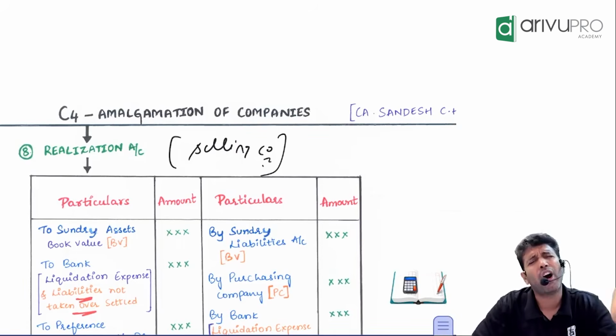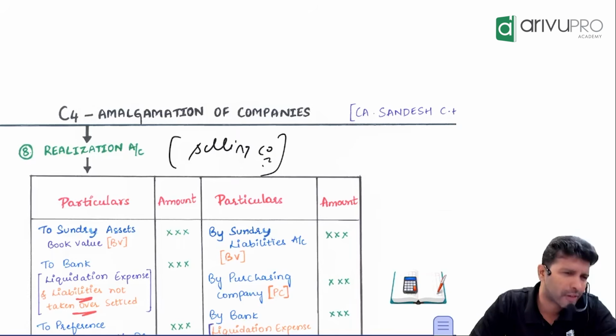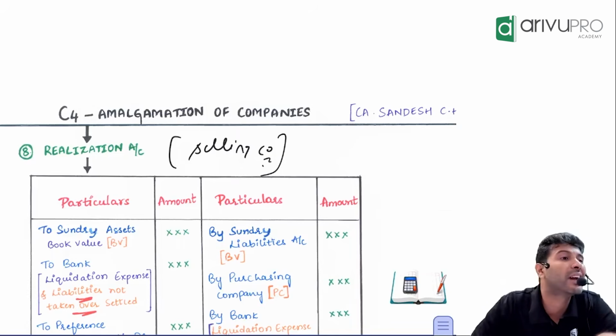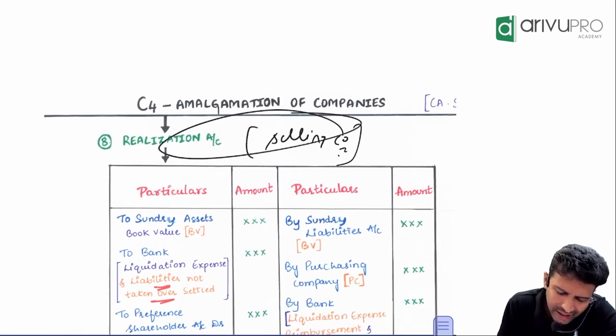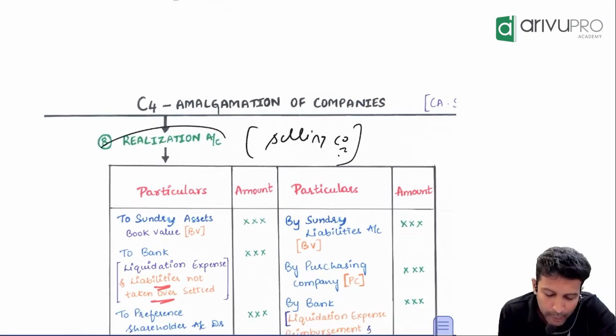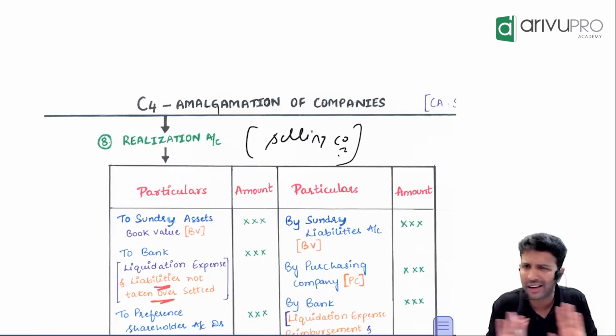Sir, you have done all this in your 11th PUC only. Partnership firm you have done. When a partnership firm gets dissolved, you have done dissolution of partnership firms. What did you used to prepare? Realization account, right? Here also the same thing. The selling company, since they are shutting down, prepares one account called realization account. You just have to prepare the realization account.